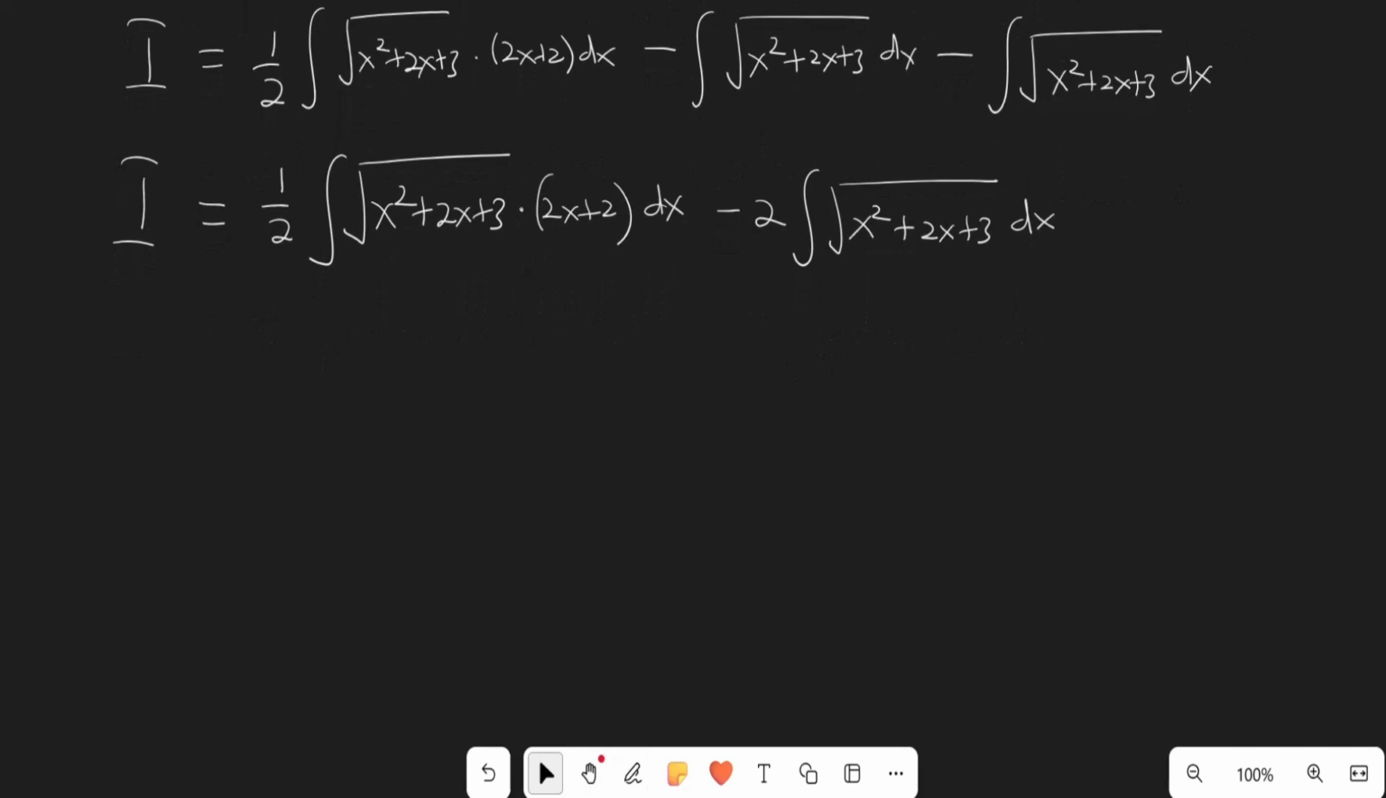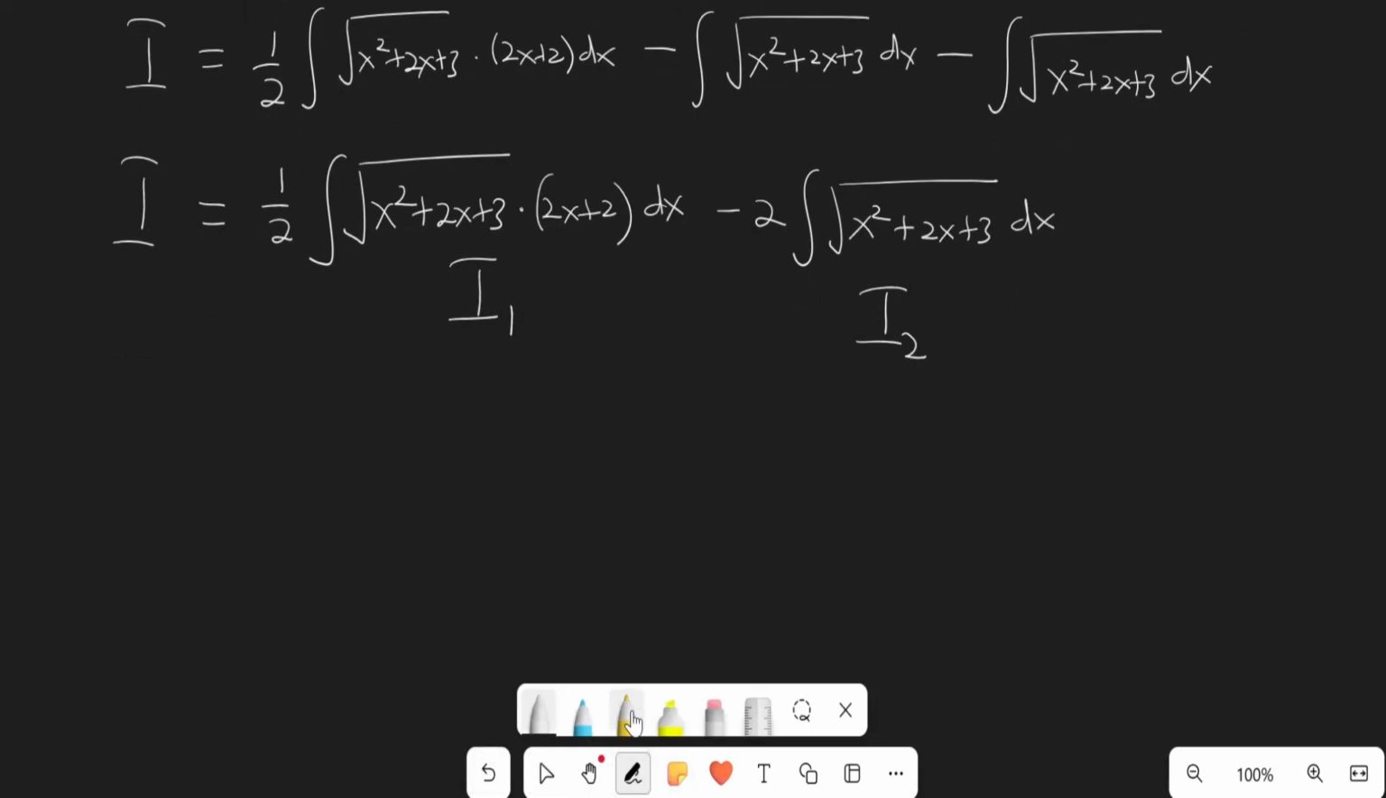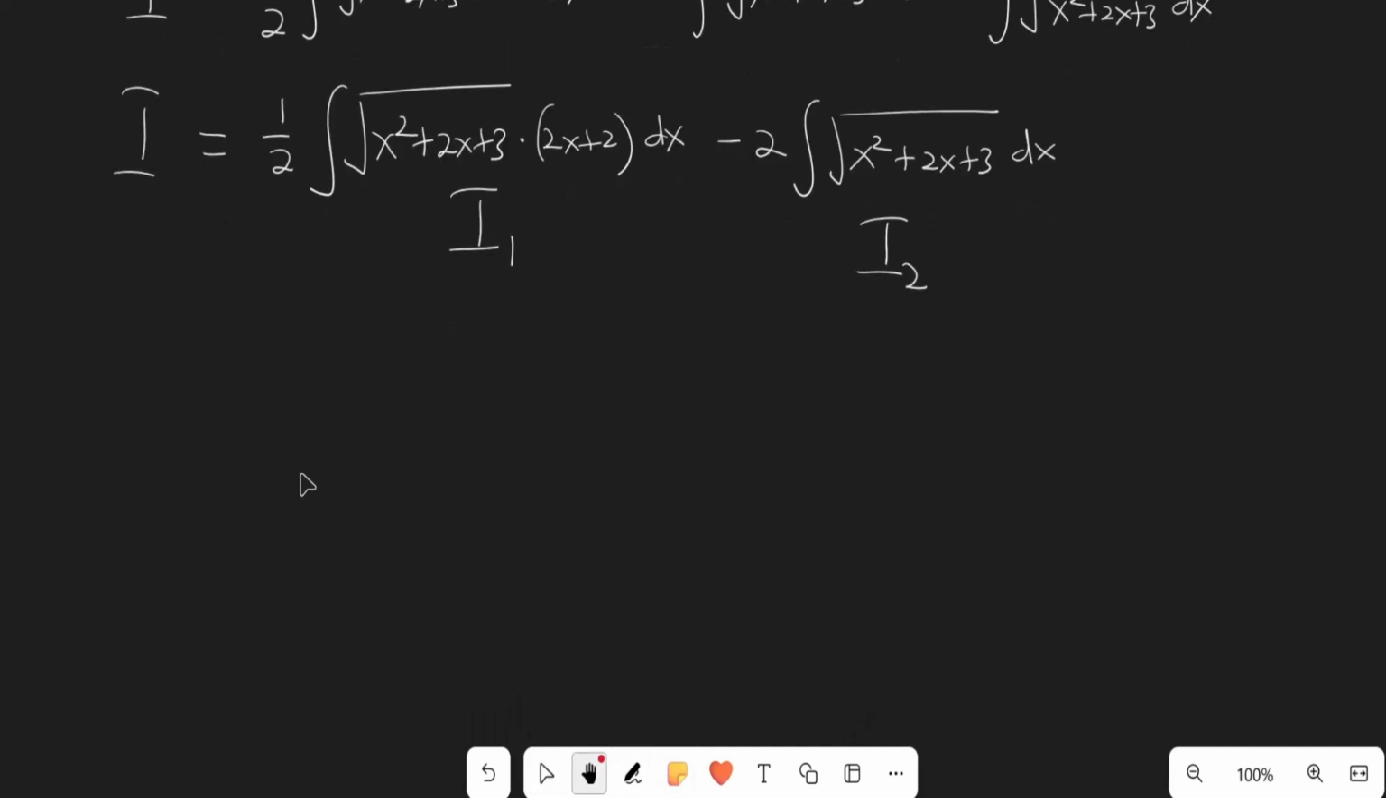We are now going to tackle these integrals one after the other. I'm going to call this one integral 1 and the second one integral 2. So let's tackle the first one in yellow as we always do.